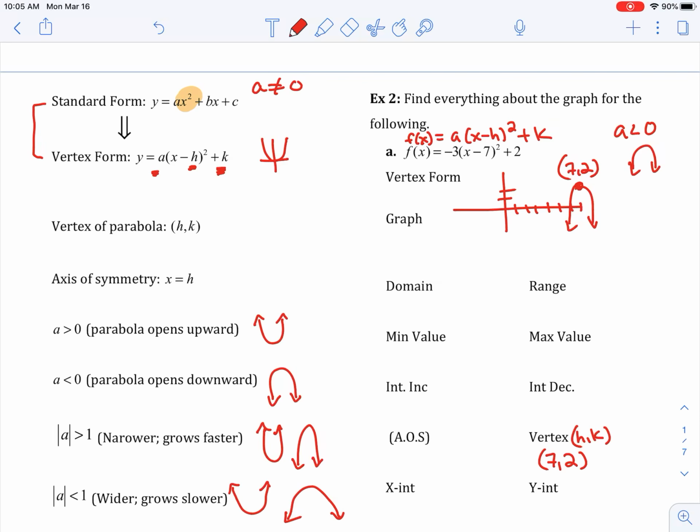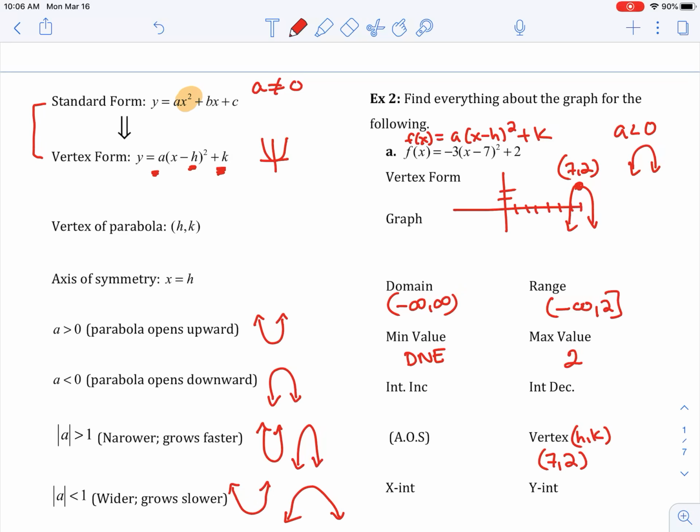For our domain, we know that we have no restrictions. It's going from negative infinity to infinity. We can plug anything in for x. Our range, our y values, are going from negative infinity up to 2, including our 2. Our min value does not exist because our graph is going down towards negative infinity. Our max value, our largest y value, is the 2.